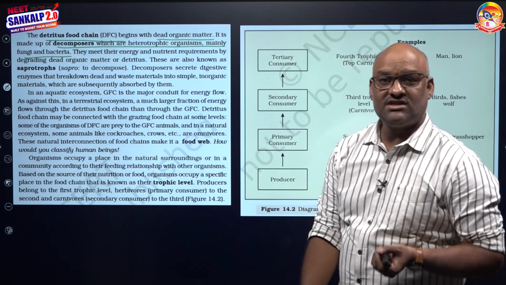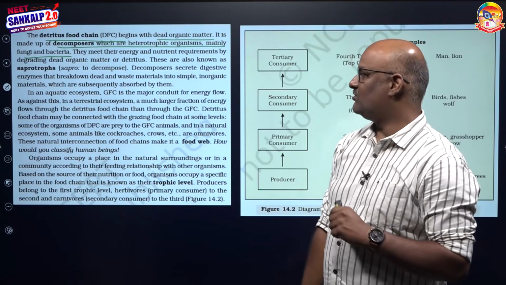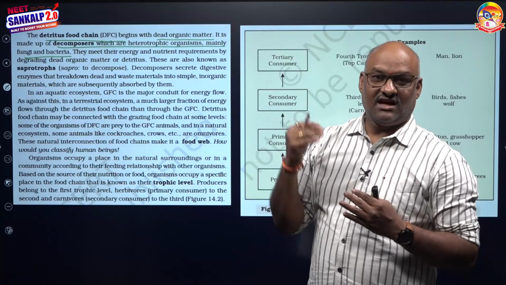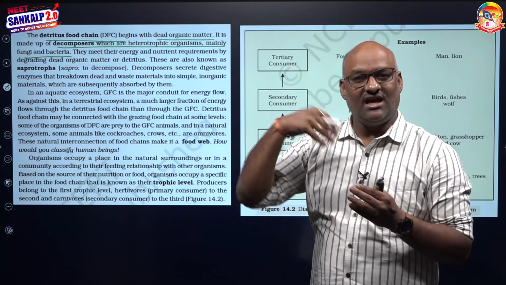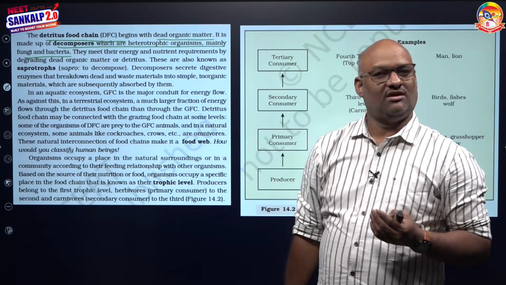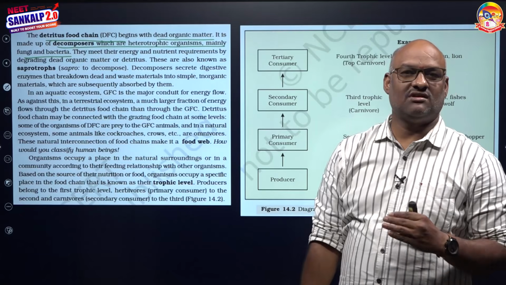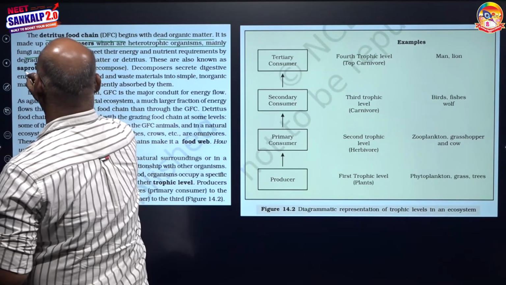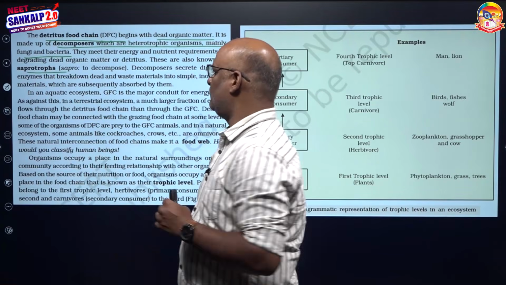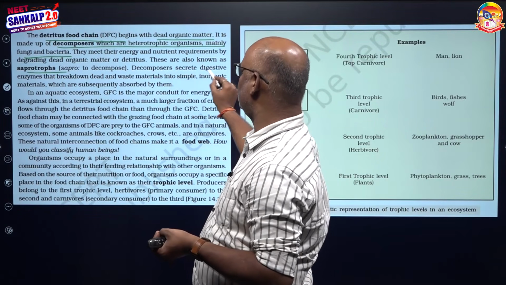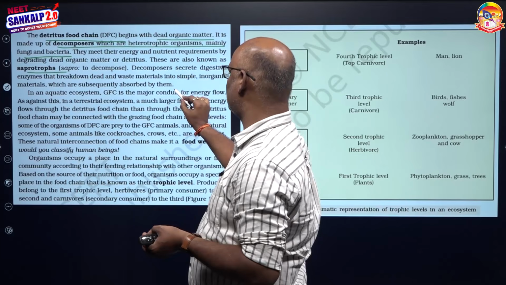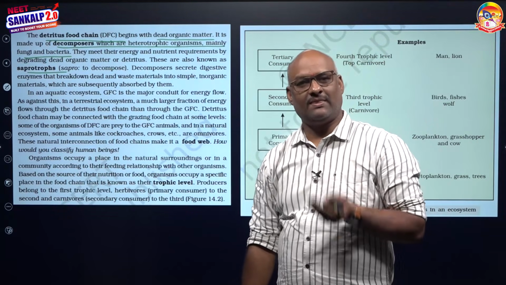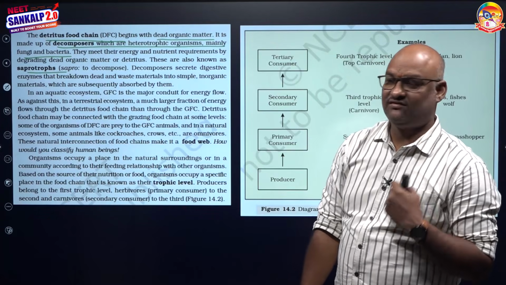Now, how do the decomposers utilize their energy? Bacteria and fungi release enzymes outside, digest the food particles outside, and then take the digested food particles into their body. This type of nutrition is called saprotrophic nutrition, and these organisms are called saprotrophs. As I told you, decomposers secrete digestive enzymes, break down the waste materials, and subsequently all these nutrients are absorbed by them. This is called the detritus food chain.